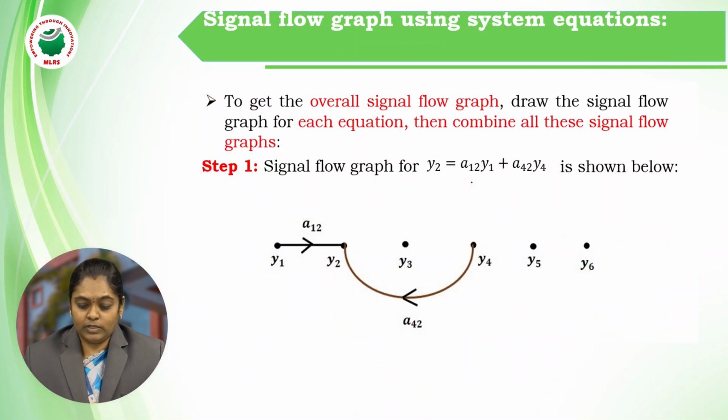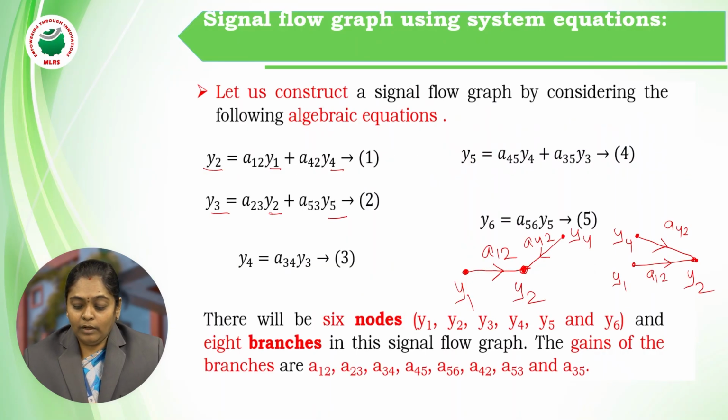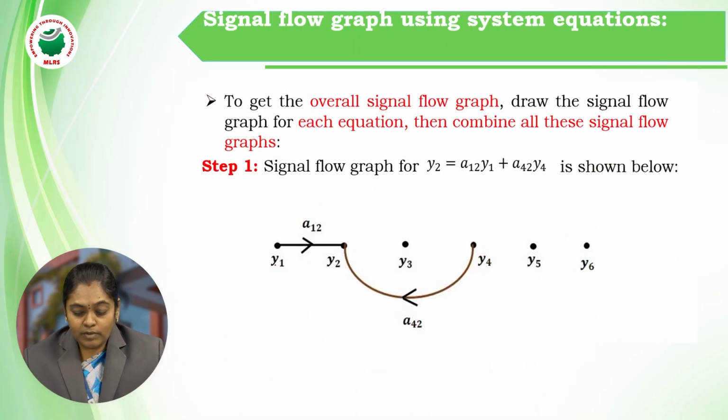This can be drawn in this way. So the signal flow graph for Y2 is equivalent to, as I told you, the complete, if I observe all these expressions, I am getting a complete of 6 nodes. So I have just represented Y1, Y2, Y3, Y4, Y5 and Y6.